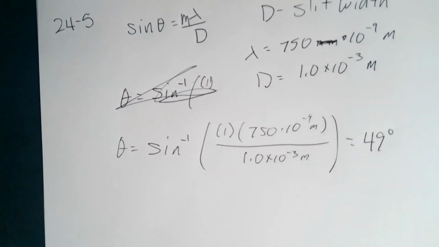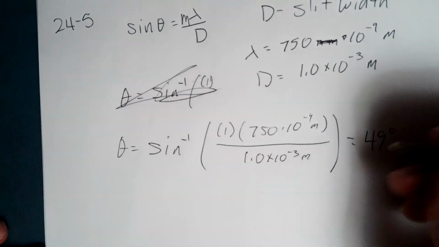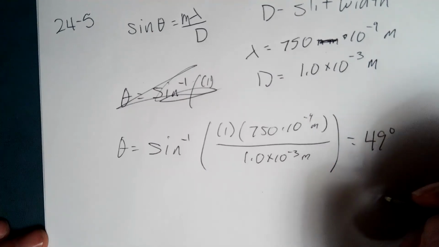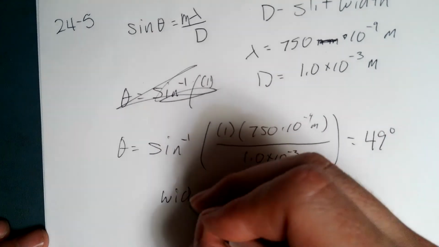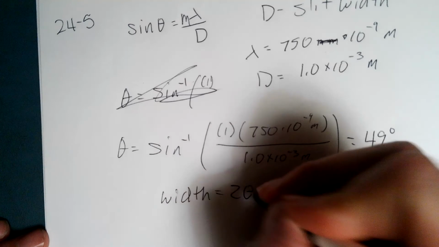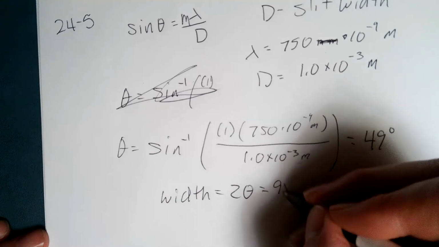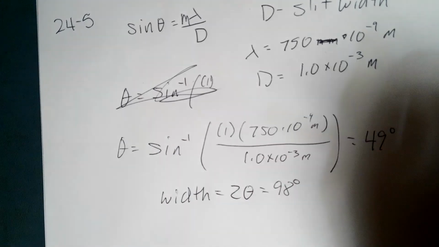Okay, now that's up and down, so the entire width is double that. So width equals 2 theta, or 98 degrees. Okay, so that's the answer to part A.